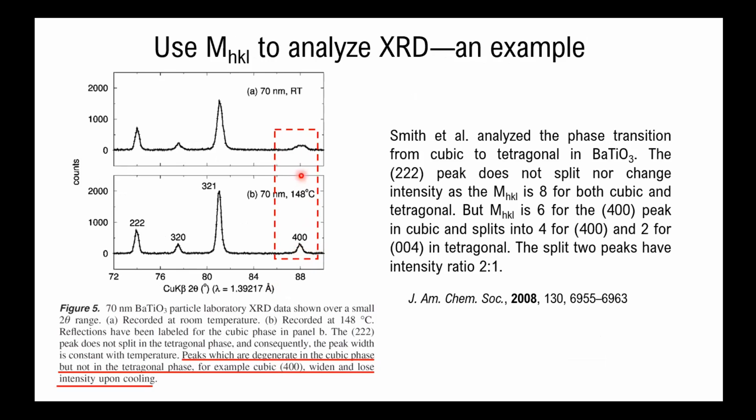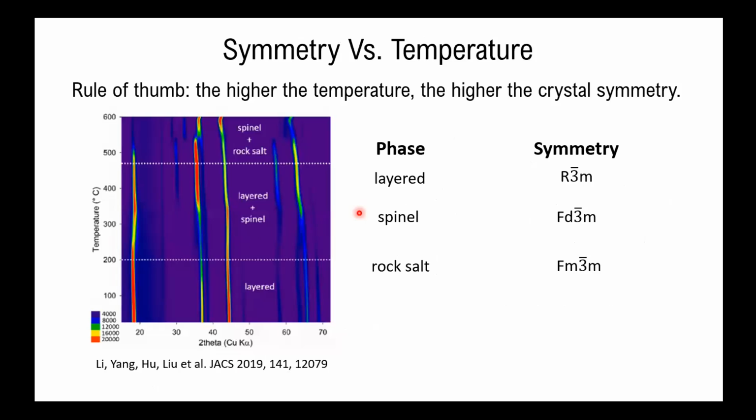And this peak was split because a, b, and c are no longer equal. And it was split into 2 peaks with the peak ratio around 2.1 for these 2 peaks. So this is, I think, a good example of how you can apply the knowledge about the multiplicity to analyzing X-ray diffraction. We also have some examples of our own work.